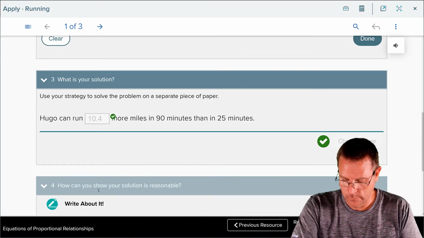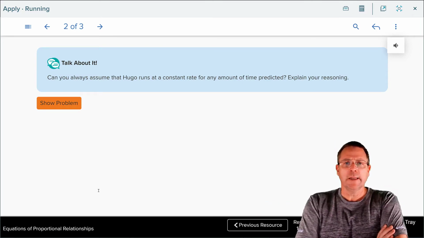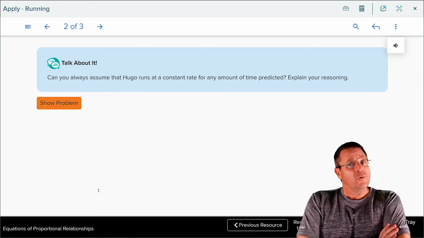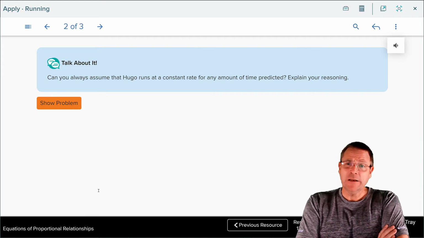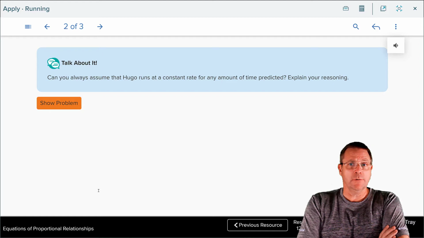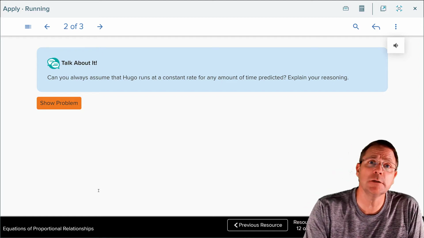Now, can you assume that Hugo runs at a constant rate for any amount of time predicted? Explain your reasoning. In the real world? Nah, I don't think so. I mean, 24 hours. You going to run the same exact speed for 24 hours? No, I don't think that's going to happen. That just doesn't make sense to me. Does it make sense to you?